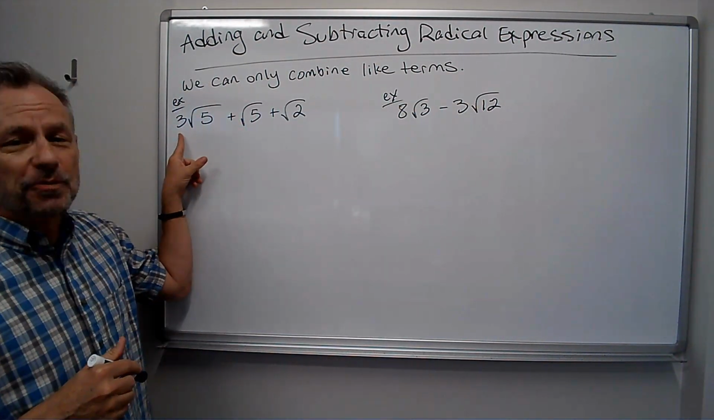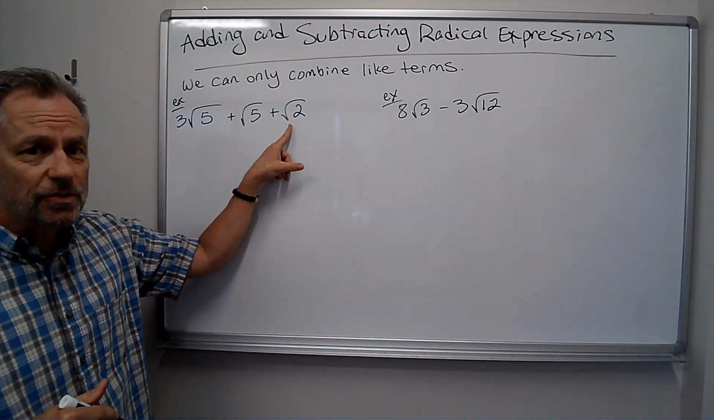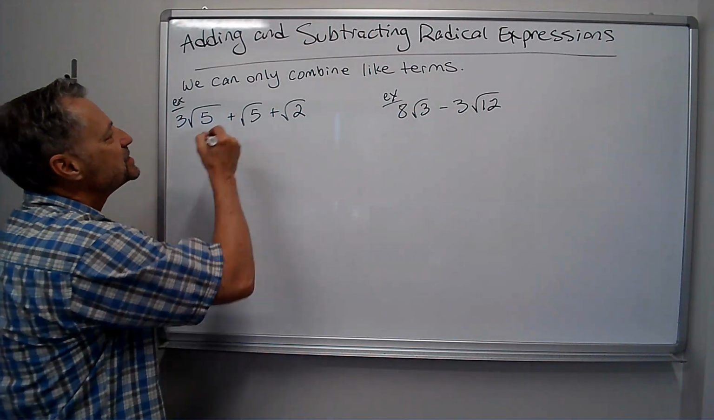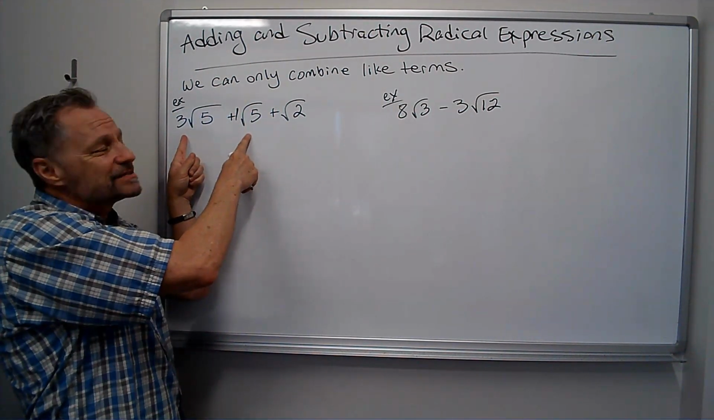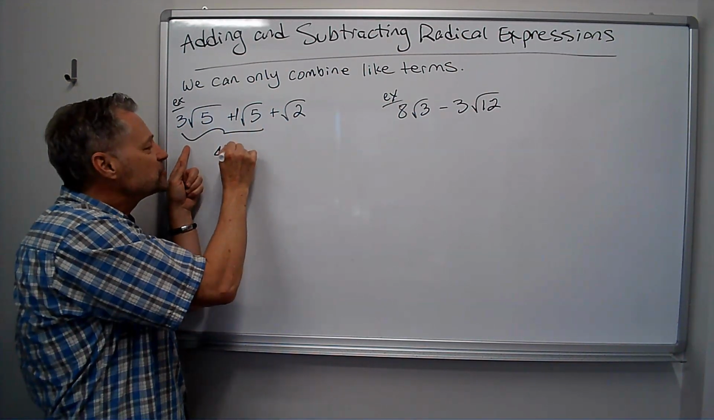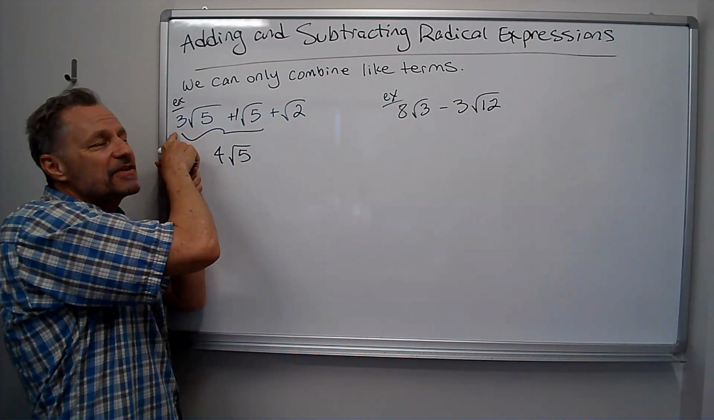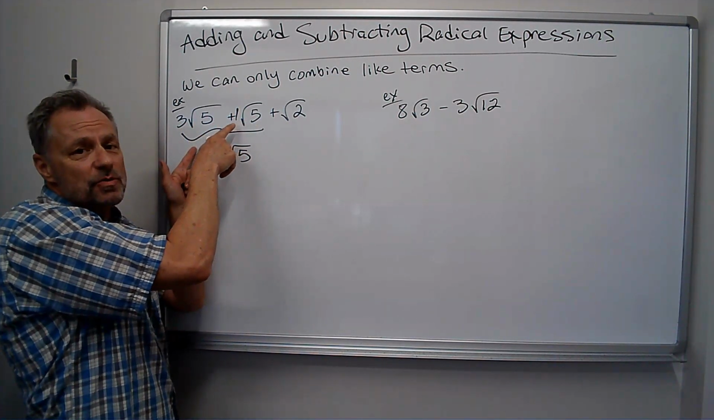So I've got 3 root 5 plus the square root of 5 plus the square root of 2. Well, remember, this really means 1 square root of 5. So if I have 3 of these and 1 of these, I'm just going to add these together, and I'm going to get 4 of them. They're still square roots of 5. Just like if you had 3x plus 1x, it's going to be 4x.